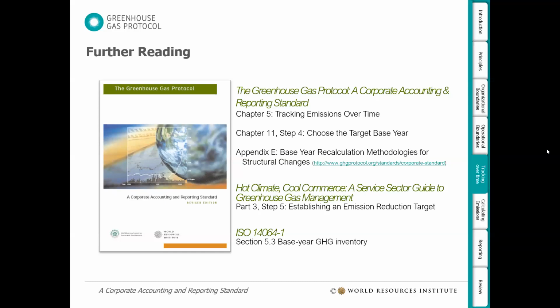Well, Lizzie asks, what if a company discovers a recalculation error but has not yet previously set a significance threshold? Companies must set a significance threshold under the corporate standard. That's one of the first things they should do. First step is to develop an inventory, but then companies should really define a policy for when the base year inventory should be recalculated.